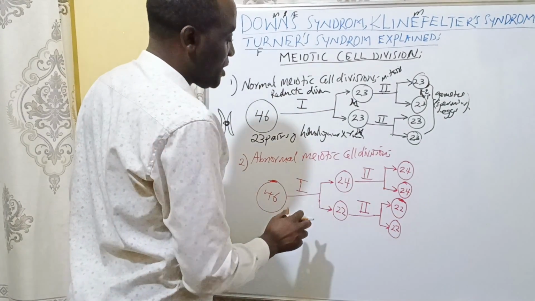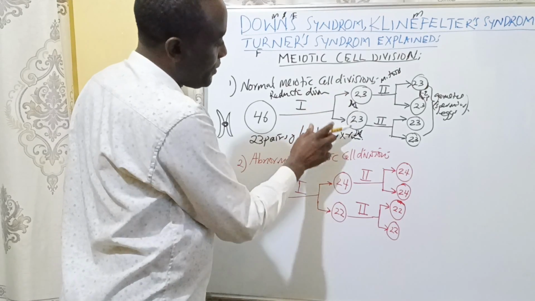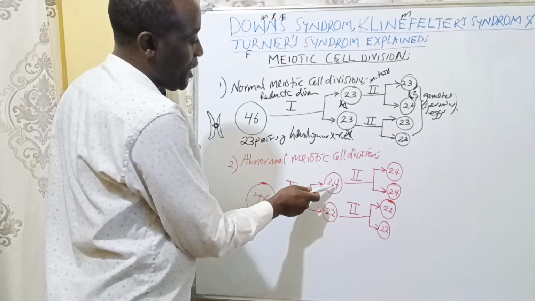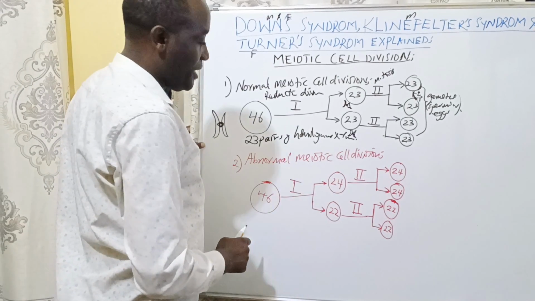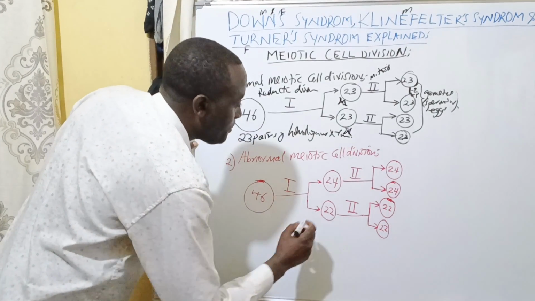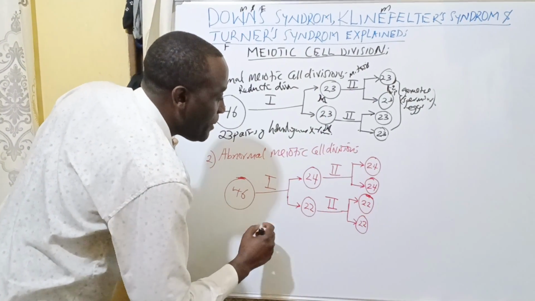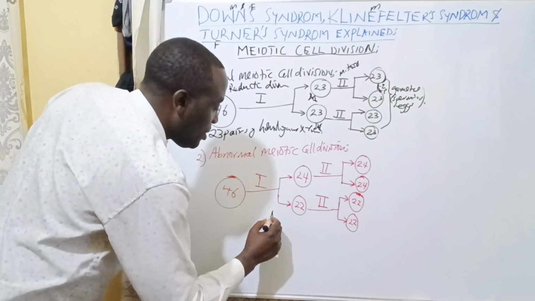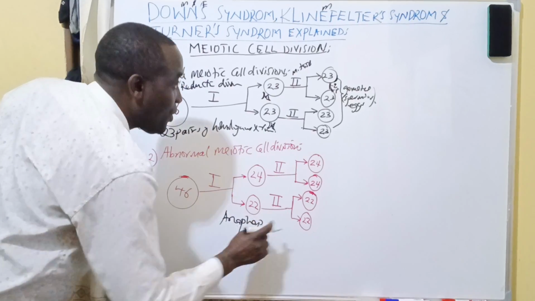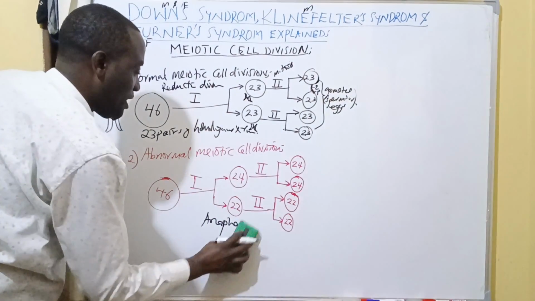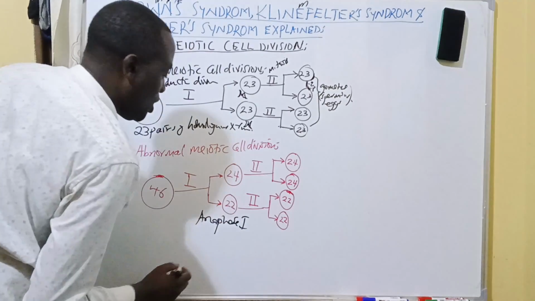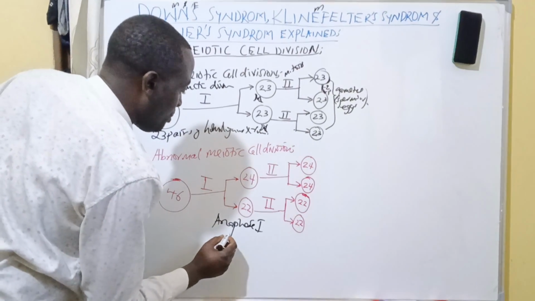Now meiosis 1 occurs. Now instead of each having 23, each having half, what happens? One has more, another one has less. What happens? That occurs during anaphase 1. During anaphase 1, we expect chromosomes to separate.